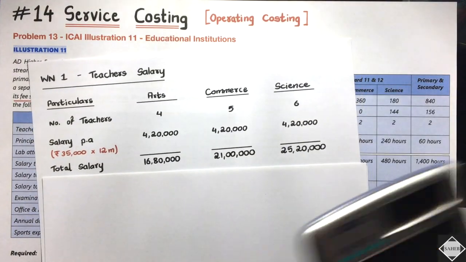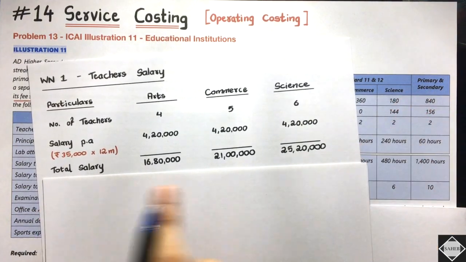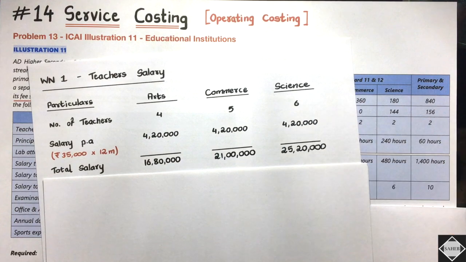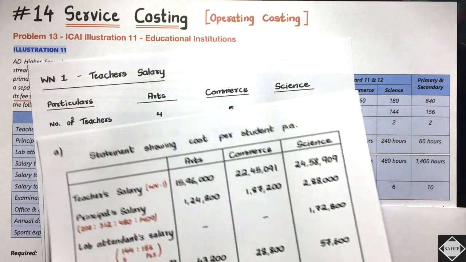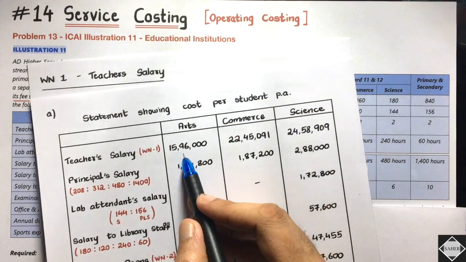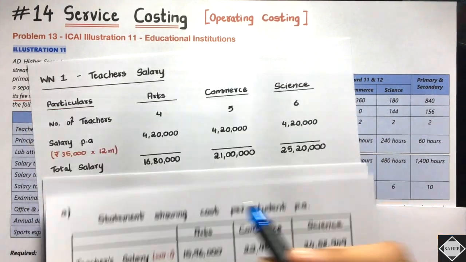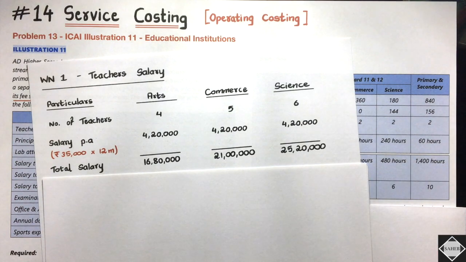But this is not enough. Why? Because there is an adjustment. If there had been no adjustment, we could have directly taken this in the main table, like this. But here 15,96,000 is coming, and this is 16,80,000. How? That's what we have to understand. See here, there are adjustments.